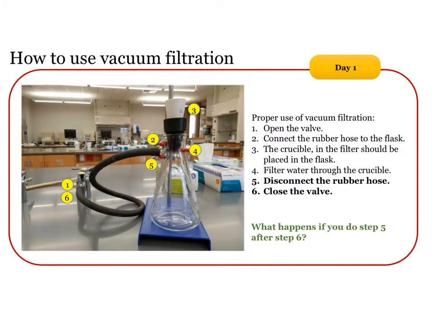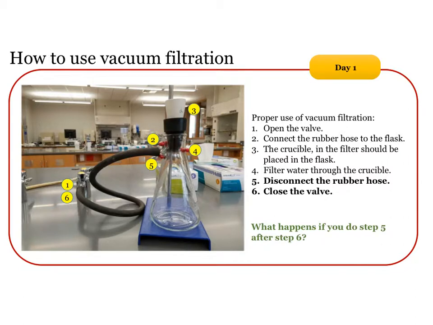Here you can see the setup you need for cleaning the crucibles. You need to clean 3 crucibles. You can do all 3 at the same time if you have access to enough vacuum systems. To do so, first, open the valve and connect the tube and the rubber hose with the crucible on top to a filter flask. Make sure you have some DI water in the flask before you start cleaning the crucibles.